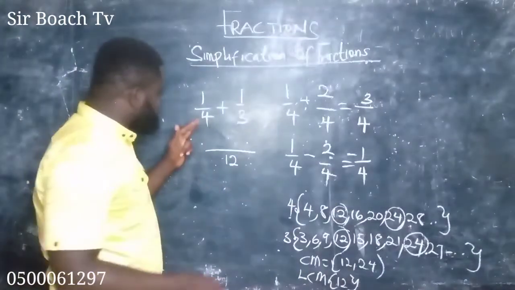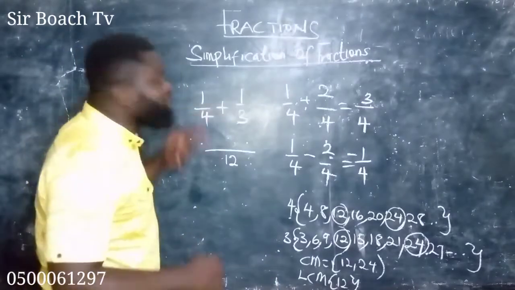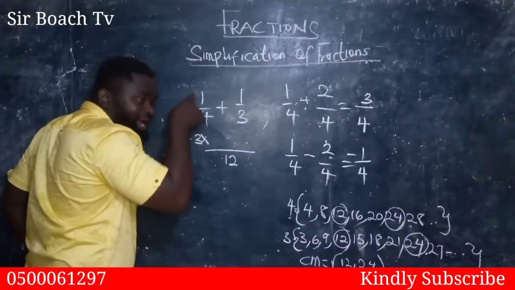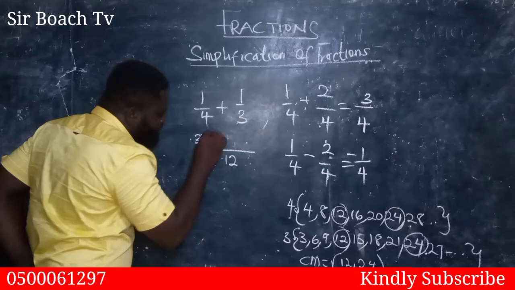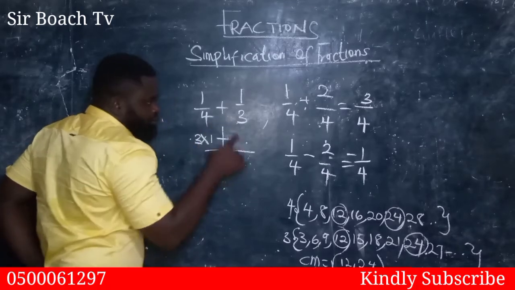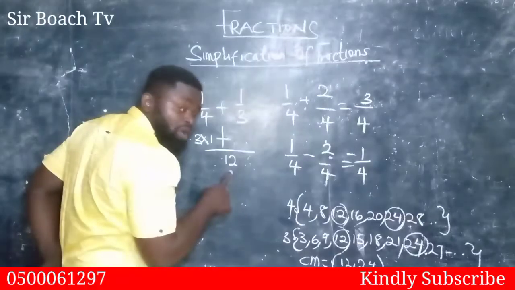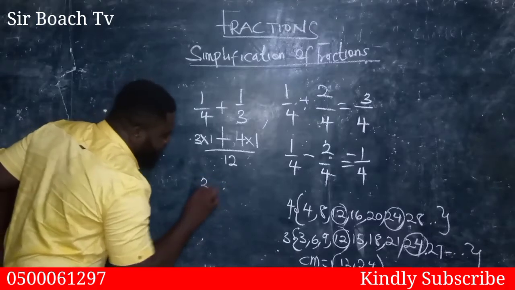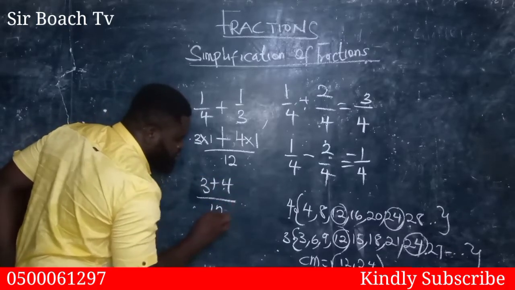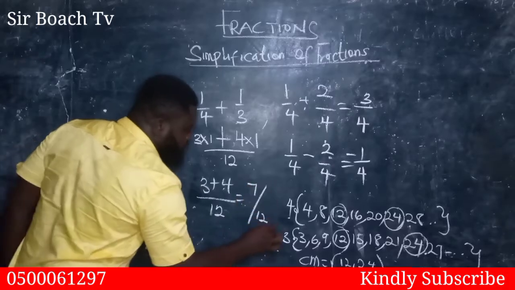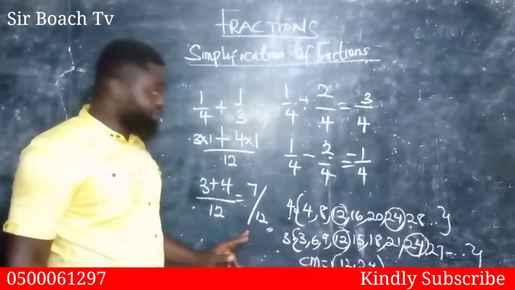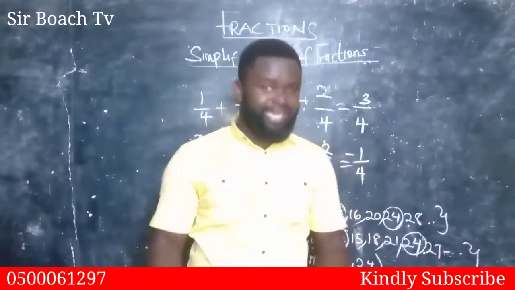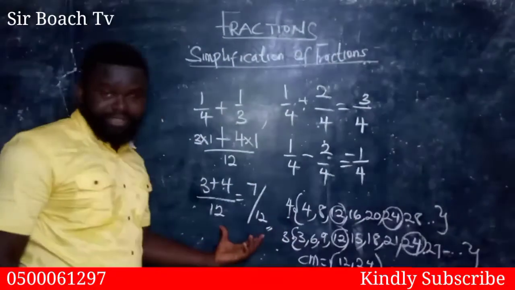12. Now how many times will 4 go into 12? It means that 4 times 3 gives you 12. And that is 3. And that 3, we multiply it by the 1. That's the numerator on the 4. Then plus. How many times will 3 go into 12? That is 4. So we multiply it by the 1 we have here. So we are going to get 3 plus 4 all over 12, and that will give us 7 over 12. That's our final answer. So anytime the denominators are not the same, we call out for what? The LCM. We use the LCM to solve it.